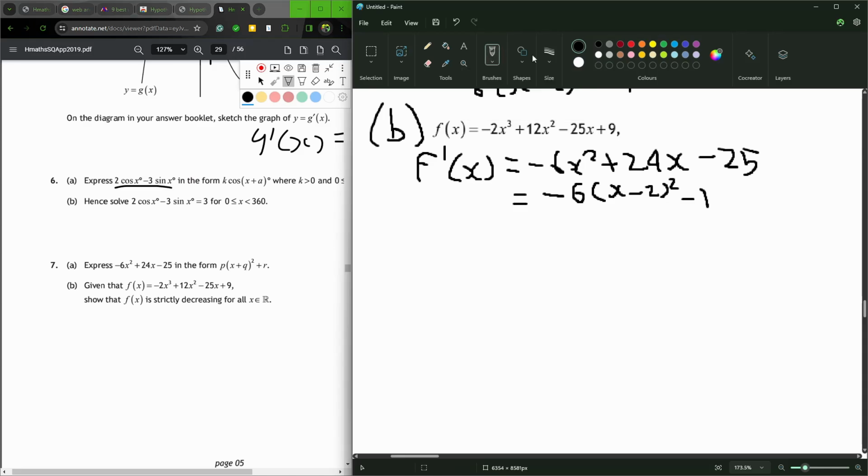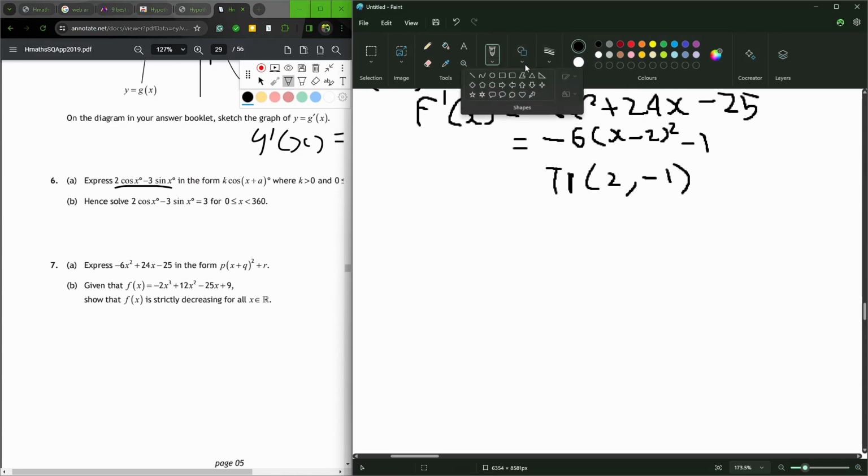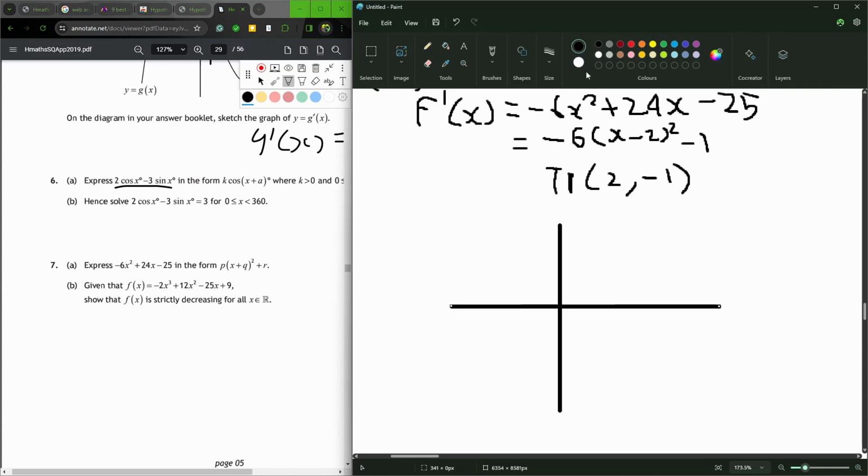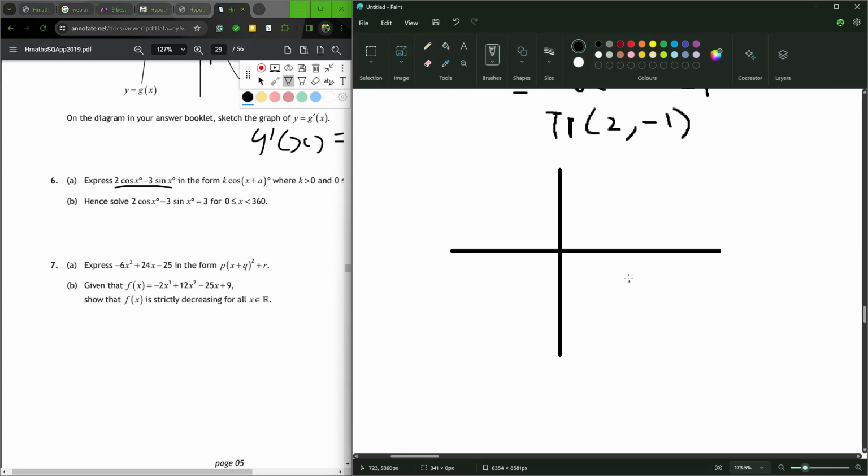So what we can figure out from this is the turning point would be (2, −1). But because it's a minus 6 term, it'll be a negative parabola. We call it the upside down face in the business. So that means if I draw my graph here, it'll roughly be like this, all right? And then this point here would be (2, −1). I'll put that in orange.